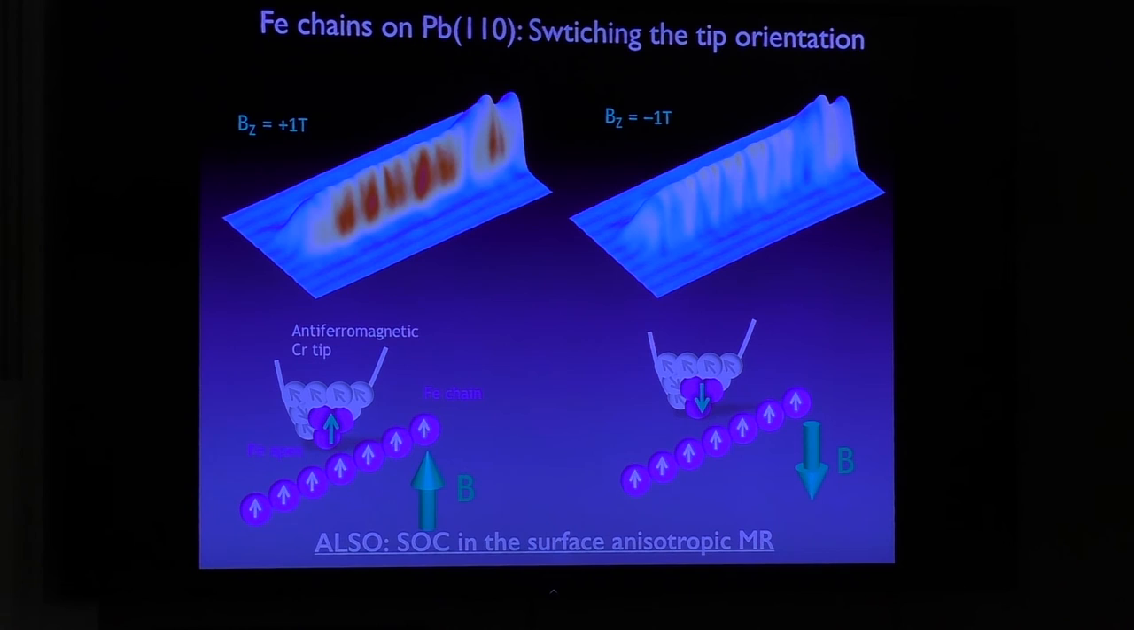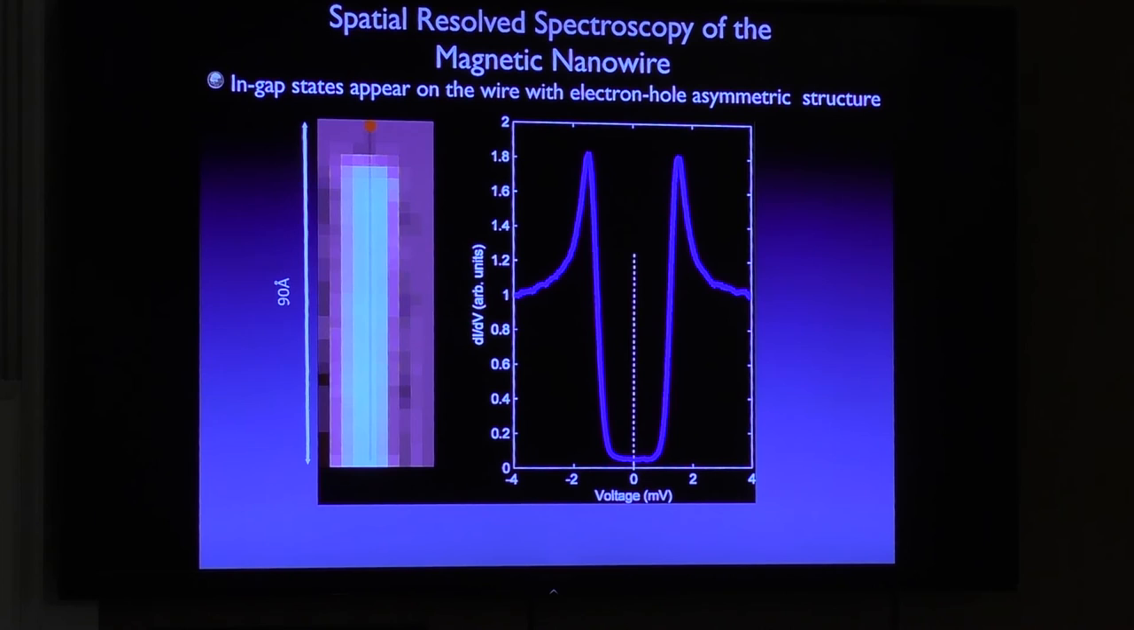So, also the other thing that was tried is magnetoresistance on the surface, and I can talk about it later. But that basically proves that there's strong spin orbit coupling in the surface, which we knew because lead has spin orbit coupling of order 0.6 electron volts. That's a different type of spin orbit coupling, but there's strong spin orbit coupling in the surface. Okay, so this is the data.